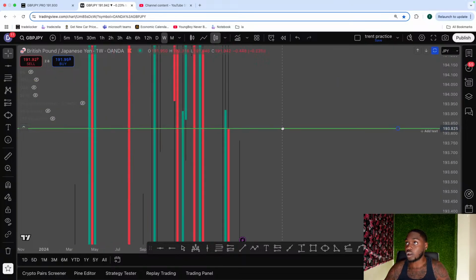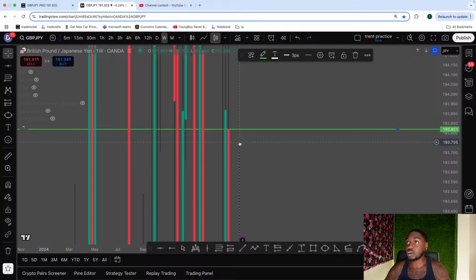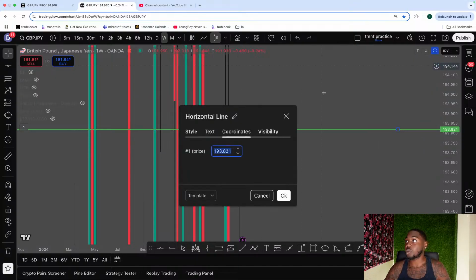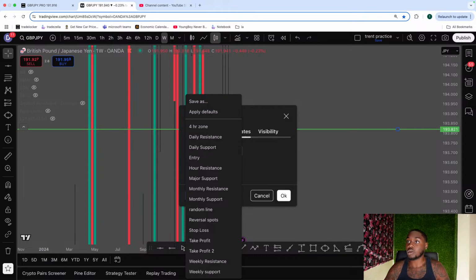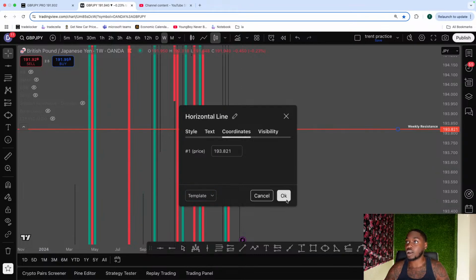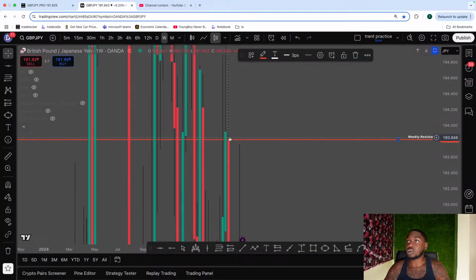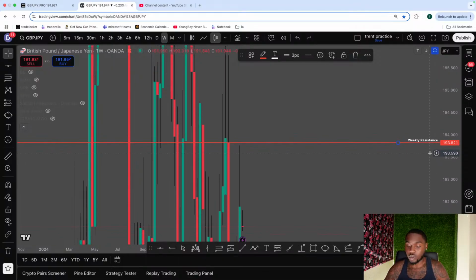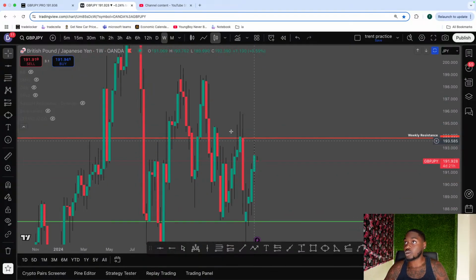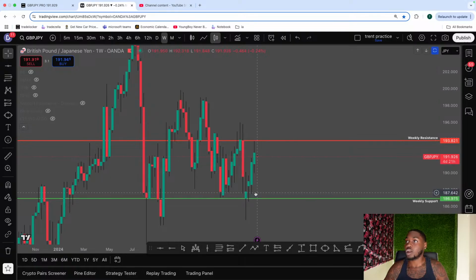And looks like it came just above last week and touched it, and this is our weekly support. This is actually our TP from last week. So weekly resistance is here, 193.821, because this is the start of the sell positions on the sell side. So this is where the sellers came in basically, and this is where the buyers came in on the weekly chart on the higher time frames.